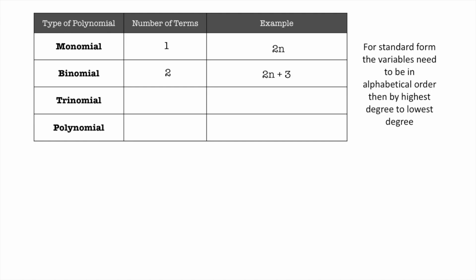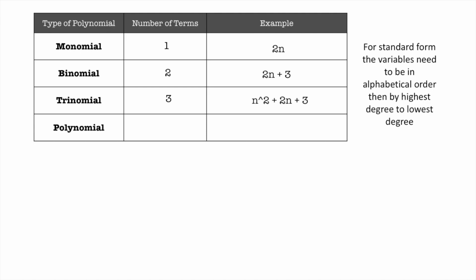And terms are separated by plus and minus signs. So you'll notice that the second one has a plus sign, and that means there's two terms because they're separated by plus signs. It's kind of like a divider. This one does not have any plus or minus signs, so that's just one term. And then trinomial has three terms. Tri, like a tricycle, has three wheels.